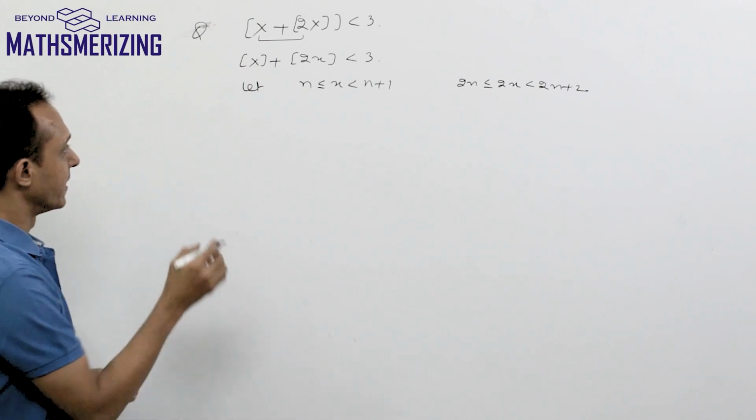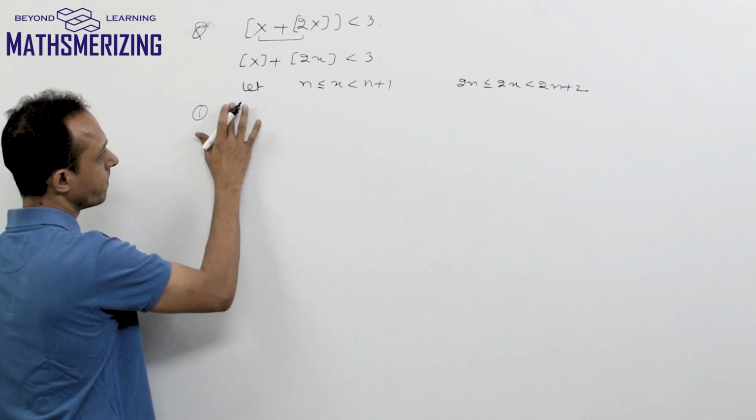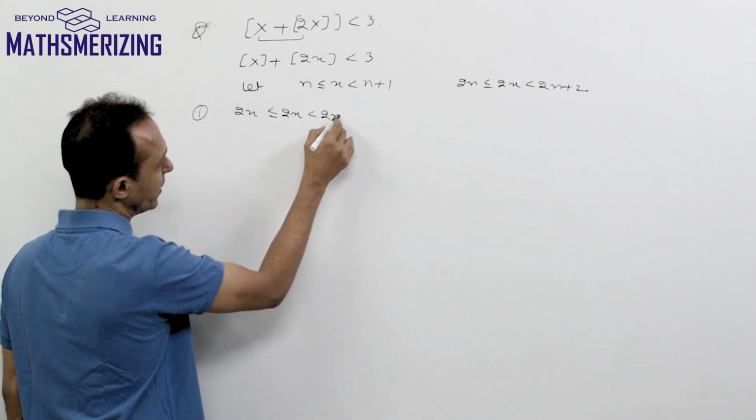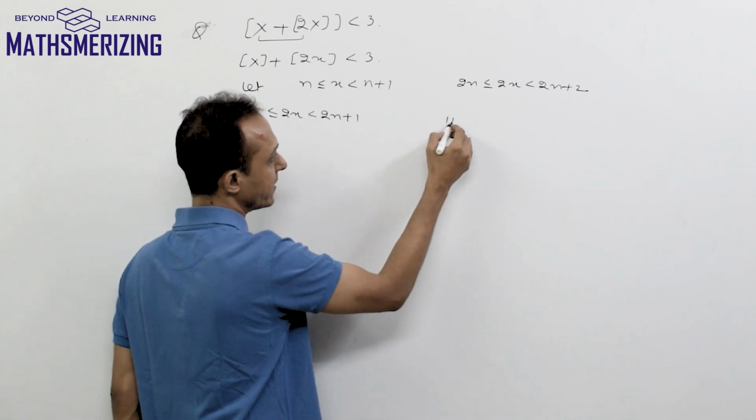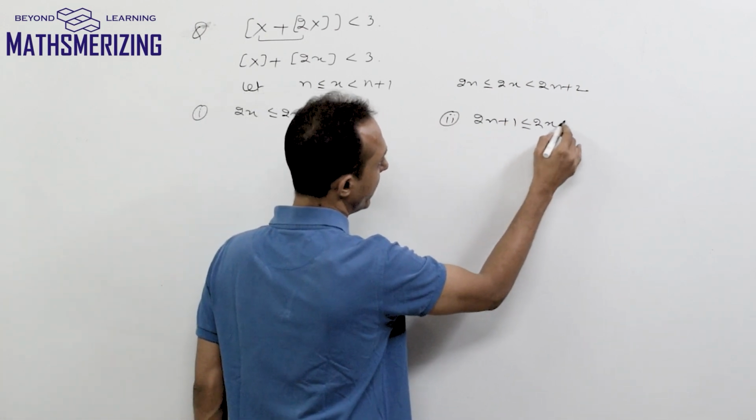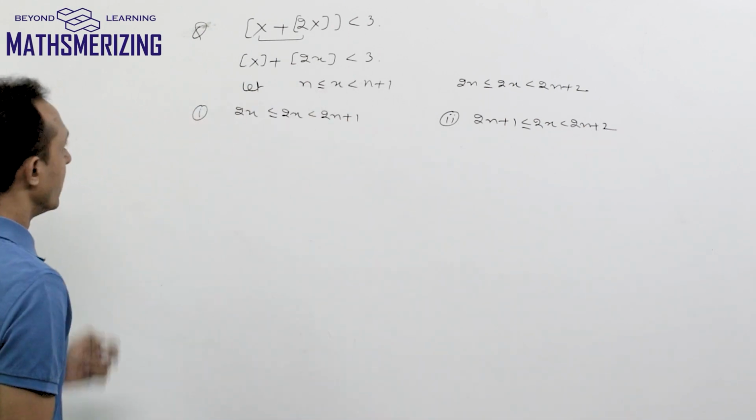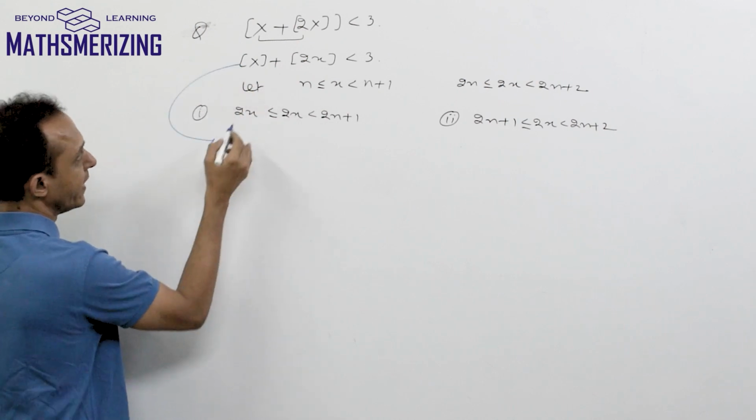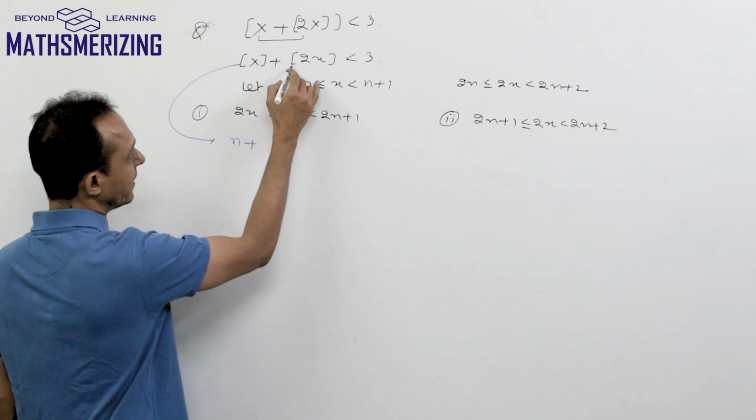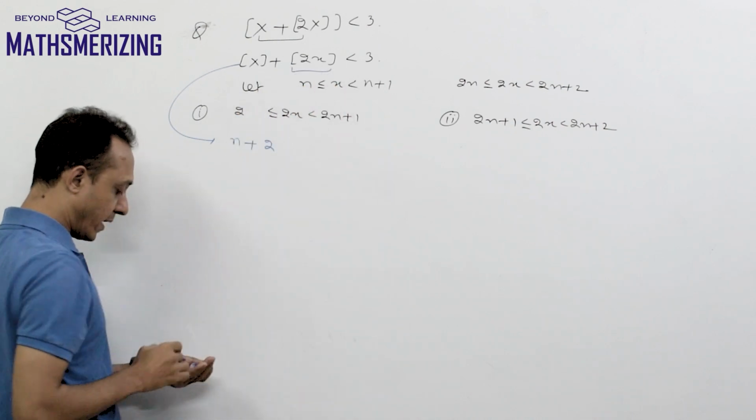So again I'll take two separate cases. Case 1: when 2x lies between 2n and 2n plus 1, and the second case: when 2x lies between 2n plus 1 and 2n plus 2. For the first case I can write that the greatest integral function of x will be simply n, and the greatest integral function of 2x will be simply 2n.